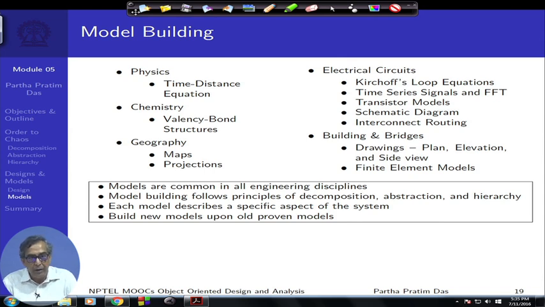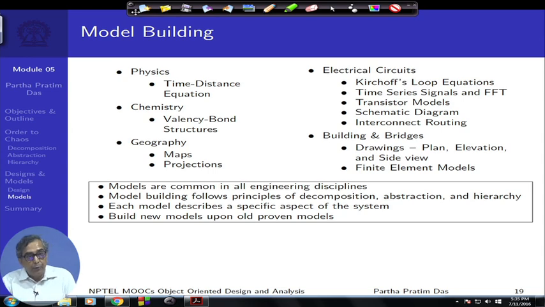We have been doing this in physics, we have been doing this in chemistry, certainly the whole of mathematics is about that. We have been doing this in geography, in electrical engineering, in mechanical engineering, everywhere. So, every model will describe a specific aspect of the system, and this model based approach has a big advantage that once we have a model which is proven, I can build a new model based on this model, because I know this is a proven one. So, this will not fail. So, the resiliency of the system will increase.